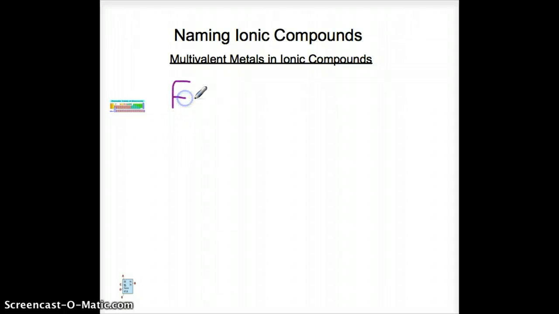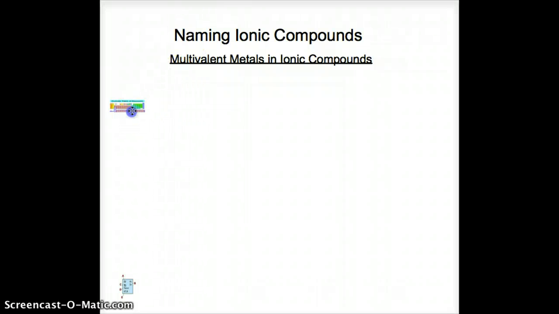Iron can be found as iron 2 plus, and iron can also be found as iron 3 plus. Let me just use a periodic table to better describe what I have just said.